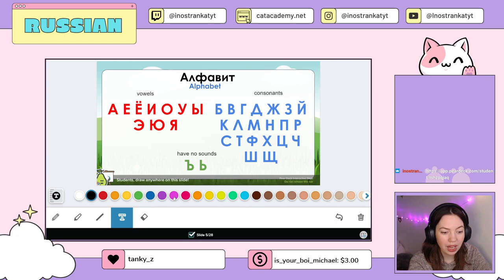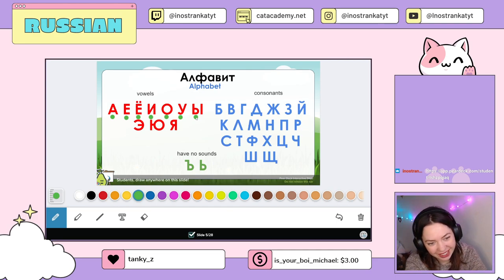So let's review how we actually say the vowels, because this is what we practiced quite a lot last lesson. I'm going to mark a letter and we're going to say its name. A. A. Ya. Yo. E. E. Yu. U. This one is a tricky one. Do you remember it?